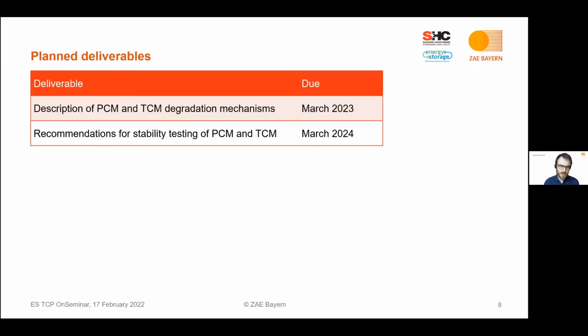We also have two planned deliverables. The first one is the description of PCM and TCM degradation mechanisms, which might be a review paper depending on the amount of work we want to put in. And the second outcome is, let's say, step-by-step recommendations for stability testing of PCM and TCM and the, let's say, popular material classes.